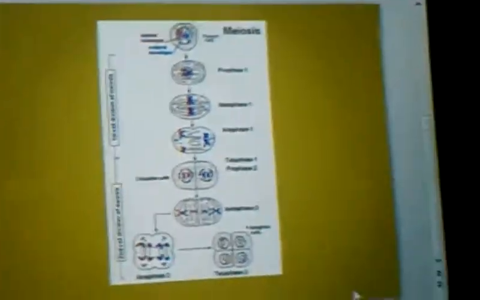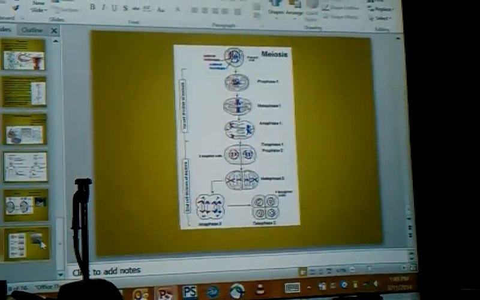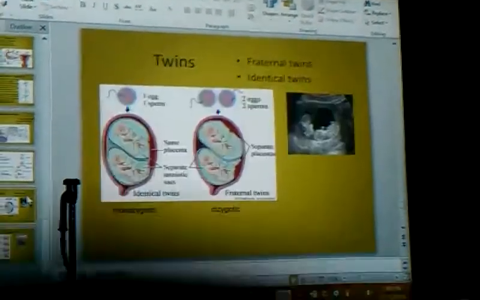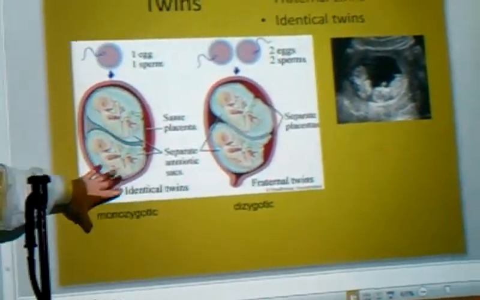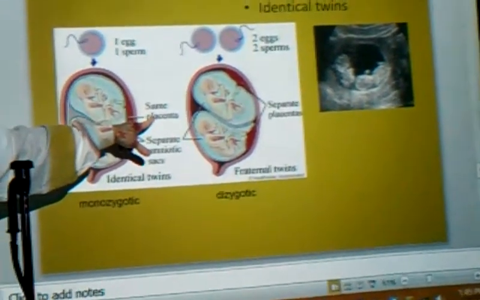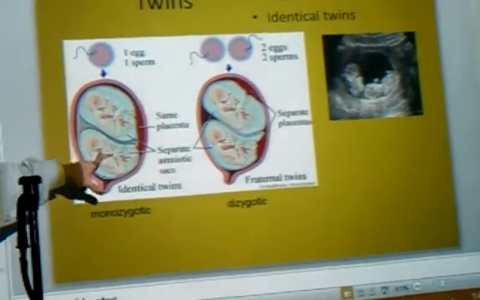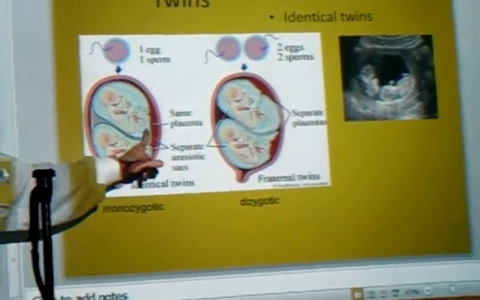Twins. Okay? And you can share this with other classes because I did add these twin questions on there. Basically, we have one egg and one sperm for these monozygotic or identical twins. They have the same placenta. That's the answer on the test. They got 2 amniotic sacs, 2 umbilical cords, but the same placenta.